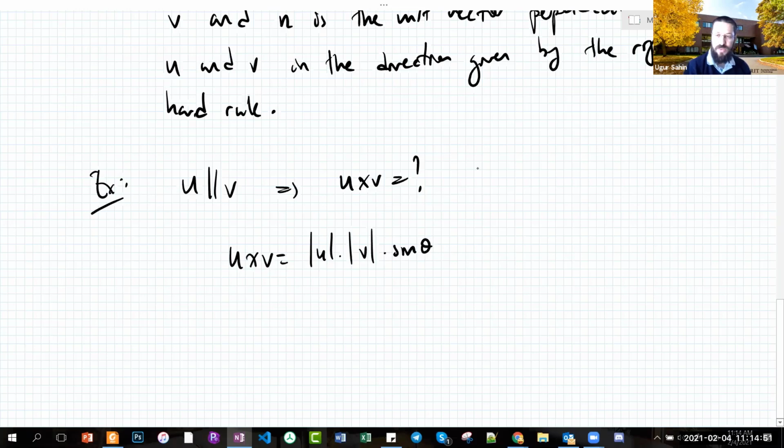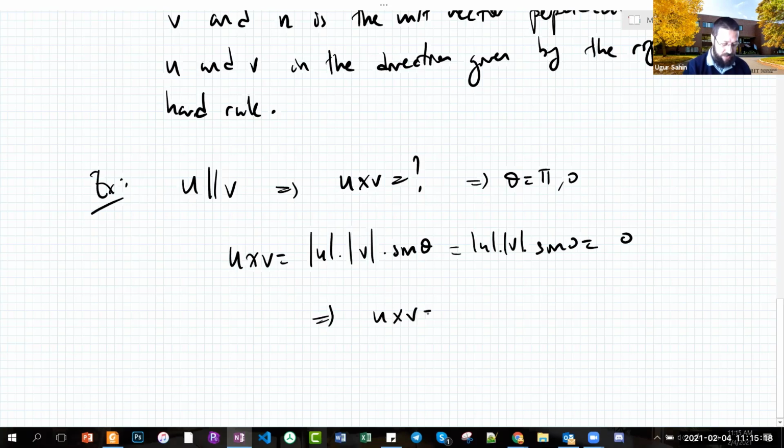Okay, if u is parallel to v, what is theta here? Theta is pi or 0, right? You can take one of these. We don't exactly know since they are parallel to each other. They didn't give us the direction, so they might be in the same direction or in the opposite direction, but we know that they are parallel. That is why u times v times sine 0, as you see, is 0. So we will say that if they are parallel to each other, the cross product is going to be 0.